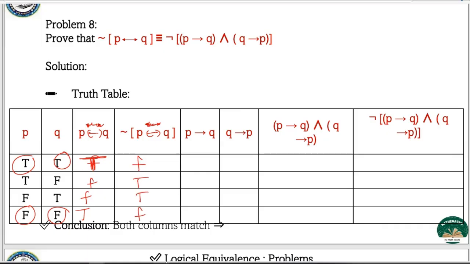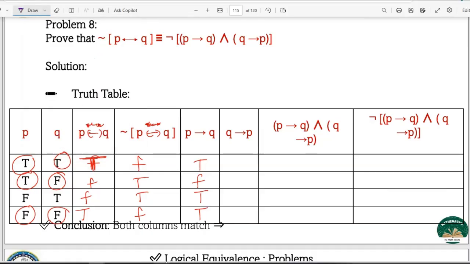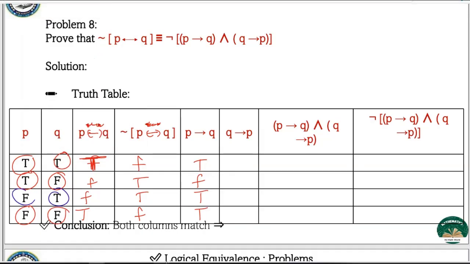Then P implies Q: T and F is F, remaining all are T. Then Q implies P, we should go in reverse. We have to see first for Q: T and F is F, remaining all will be T. Then for both of these, we have to check the AND condition. T and T is T, T and T is T. Here also T and T is T, remaining false.